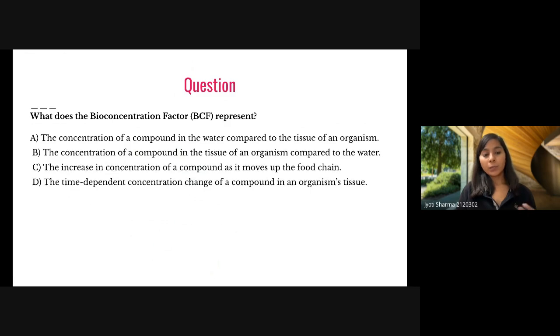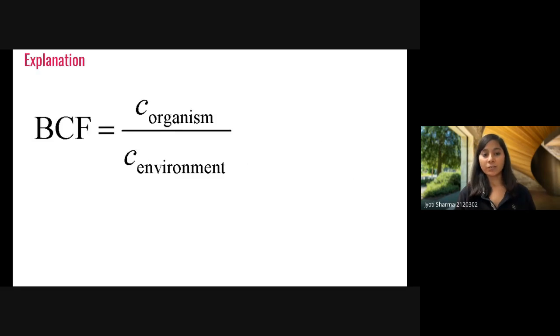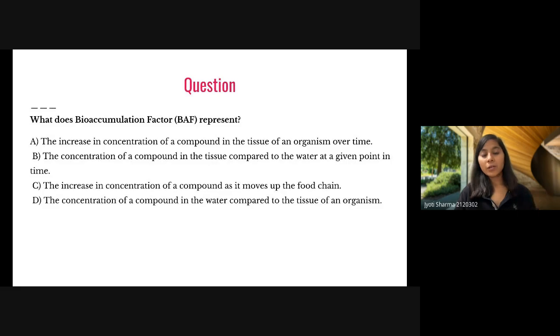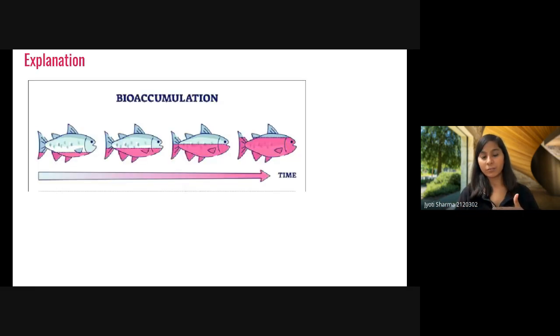One important term is the bioconcentration factor. The bioconcentration factor is the concentration of a particular compound in the body as compared to the concentration in the water, so the concentration in the organism versus the concentration in the environment. If we are talking about the bioaccumulation factor, it is how, with time, that compound is increasing within a particular organ.